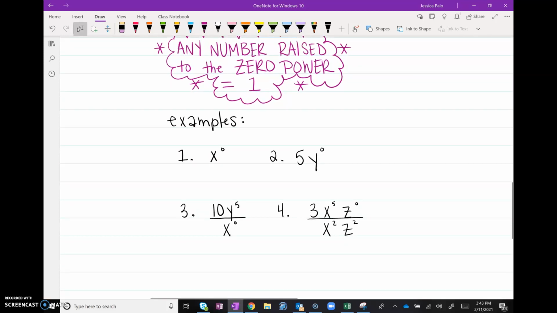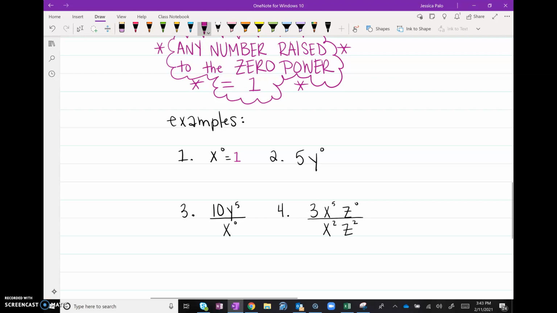Our first example is x to the zero power. The only thing in this expression is x. It is being raised to a power of 0, so that means the answer is 1. X to the 0 power equals 1.